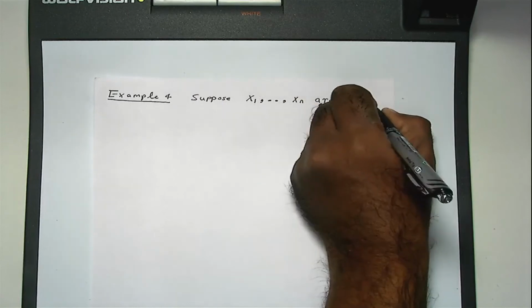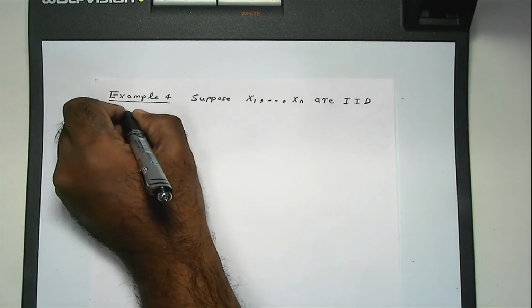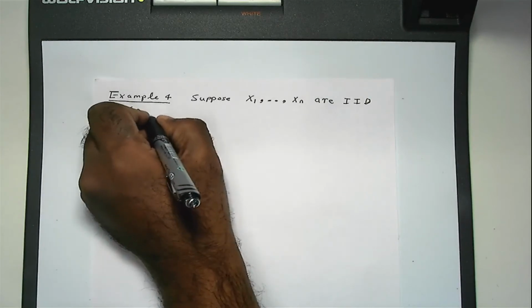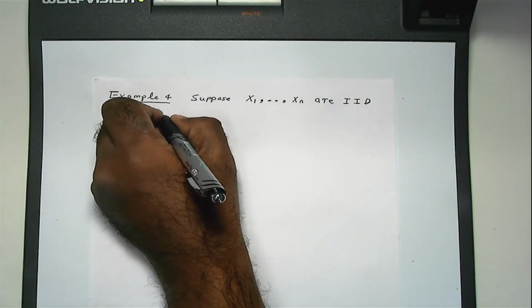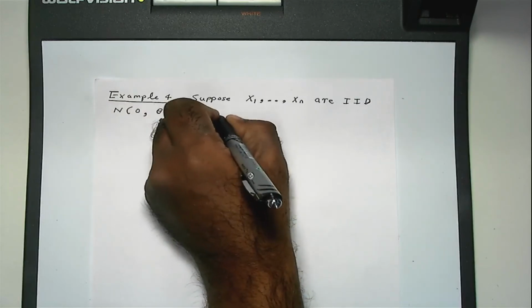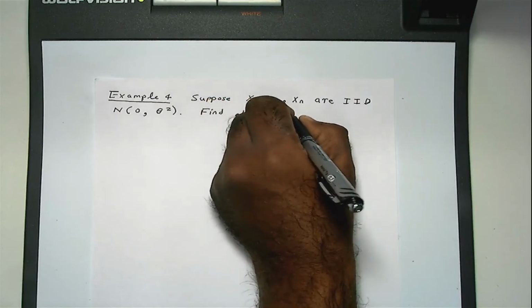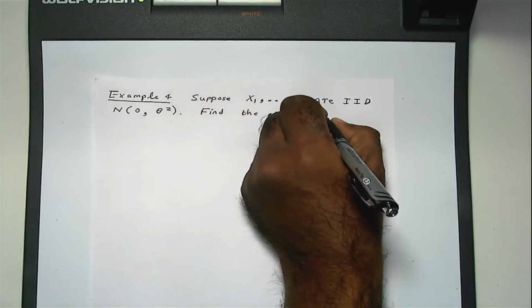IID with normal distribution, zero mean, and variance equal to theta square. Find the MLE of theta square.